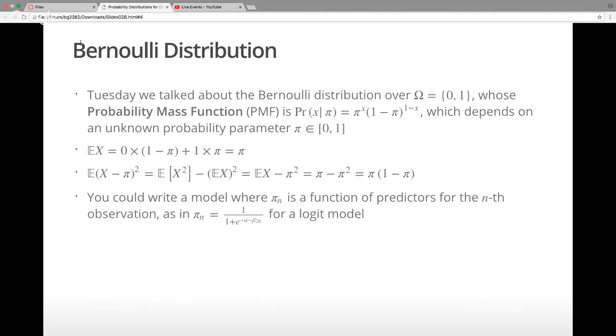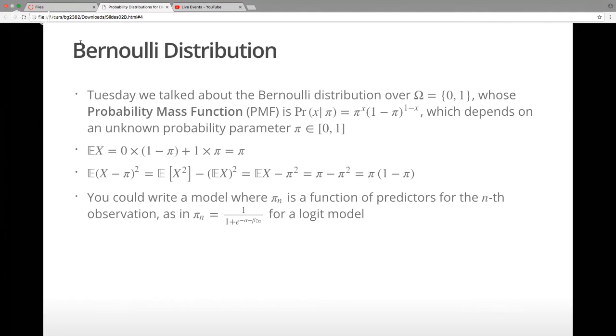So in the case of just the simple question, what is the expectation of a Bernoulli random variable? We apply the definition. We take each element of the sample space, multiply by its corresponding probability, and sum it up over the entire sample space. In this case, we get 0 times the probability of failure plus 1 times the probability of success, and that just evaluates to pi. So the expectation of a Bernoulli random variable is pi, the probability of success.